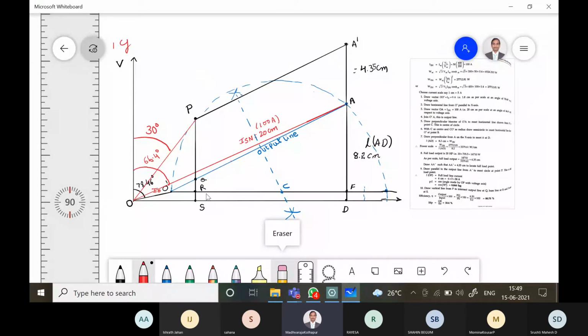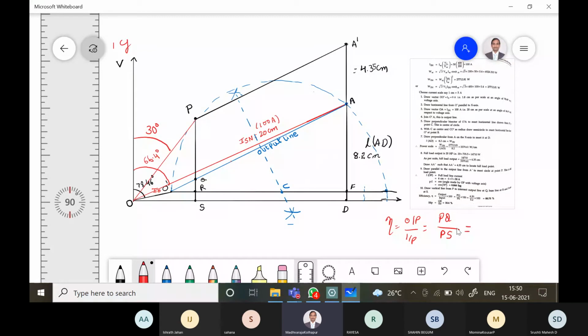So calculate the efficiency. Efficiency is equal to output by input. So what is output? PQ is the output. Measure the PQ length, and the input is PS, right? PS is the input. Measure the length of PQ and PS.